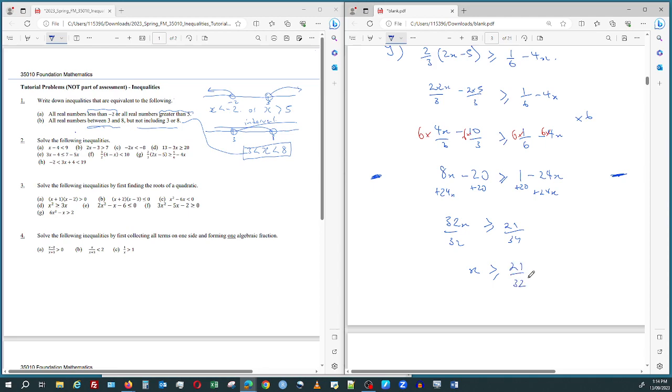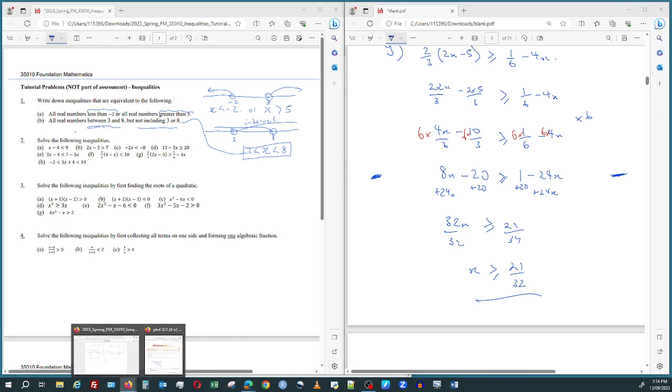Now 3 7s are 21, but 4 8s are 32. 3 12s is 36, 3 11s are 33. So effectively that's your value. So we'll just go to technology to help us with this one.